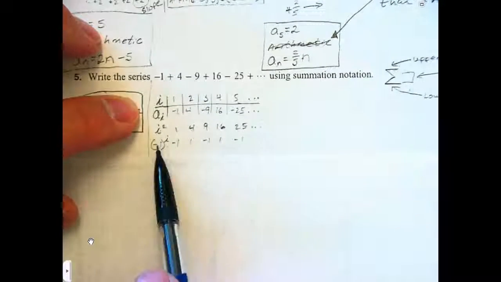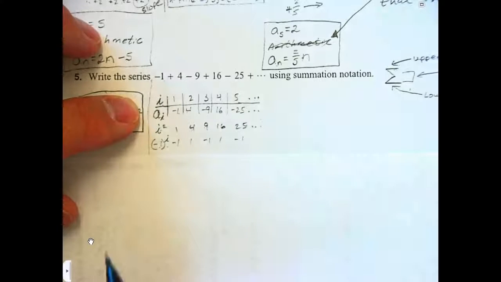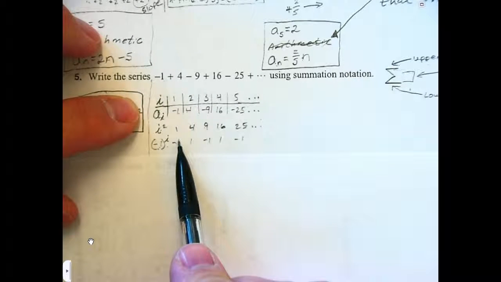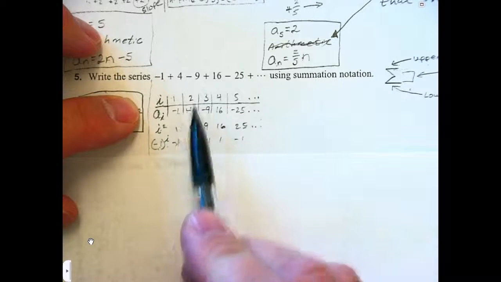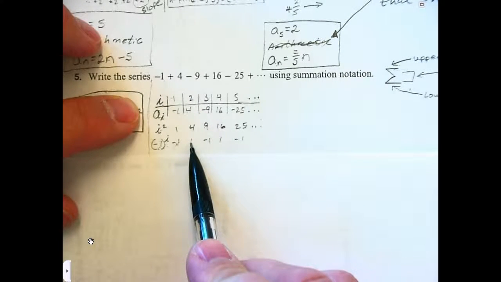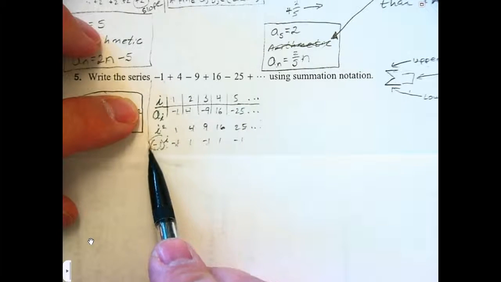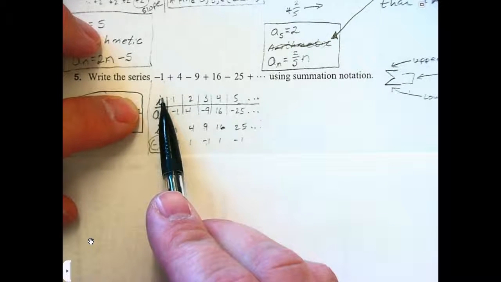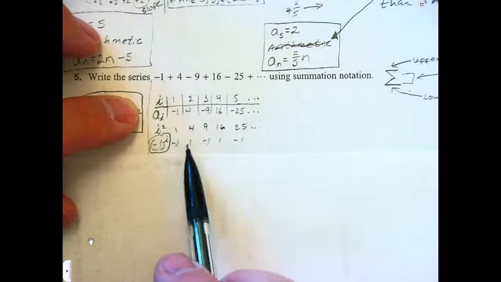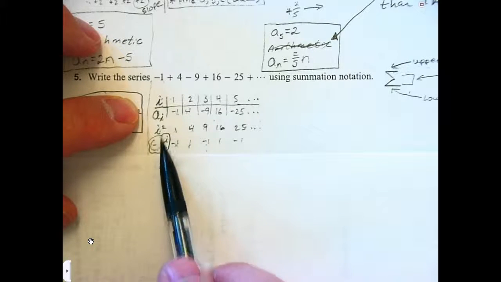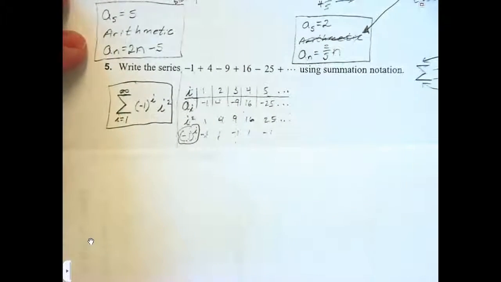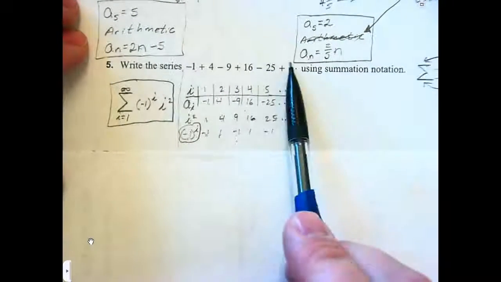okay, if I go negative 1 to the power of i so that I switch every time, that means negative 1 to the first power is negative 1. Negative 1 to the second power is positive 1. Negative 1 to the third power is negative 1. So if you ever get to a pattern and you can't make the signs match up, try to take negative 1 and raise it to the power of i or the power of n. Because every even power switches to positive. And then you can multiply these two things together. So you're taking i squared and multiplying it by negative 1 to the power of i. You're going to infinity because of the dot, dot, dot.